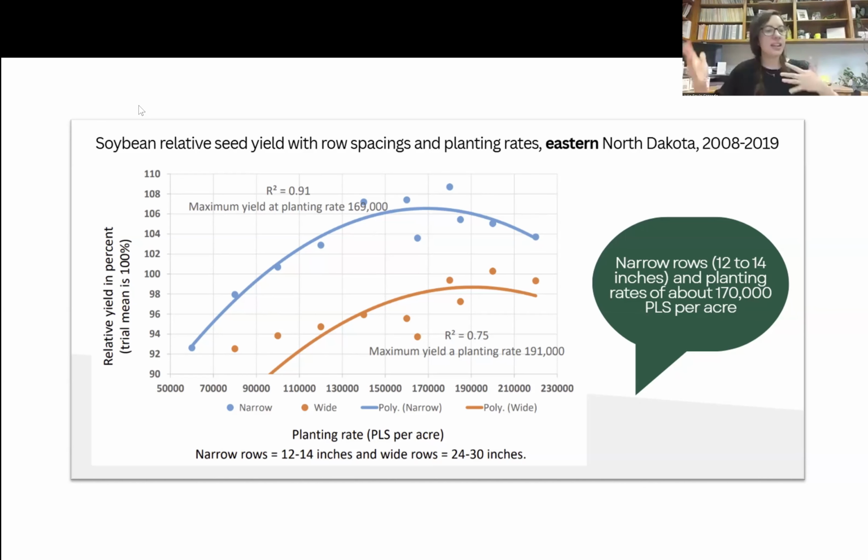And I might agree or disagree a little bit with this. In the eastern part of the state, having narrow rows, and by narrow we are talking 12 to 14 inches, will make a difference in terms of yield potential. So you might achieve higher yields when you are using narrow rows. And the sweet spot where you get the most yield in the eastern part of the state is 170,000 plants per acre.